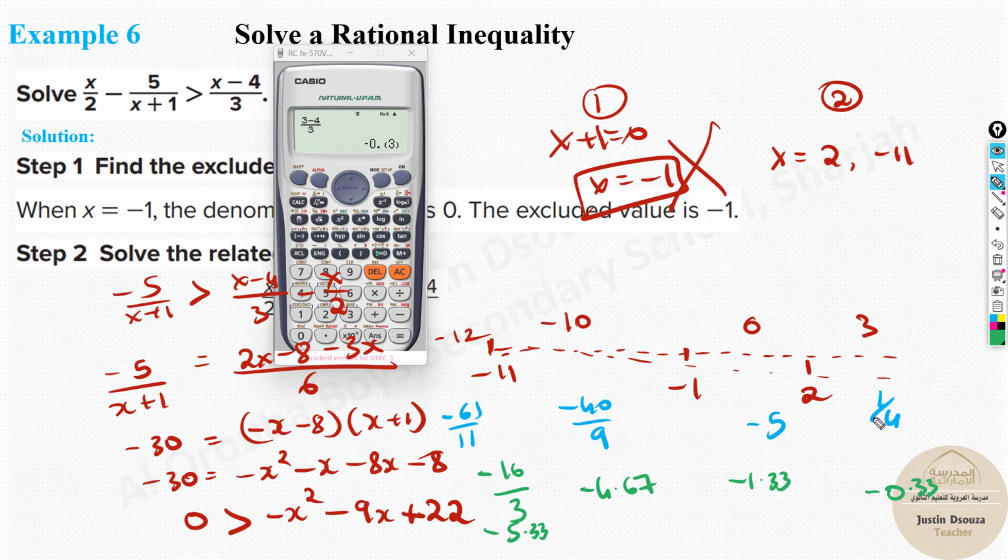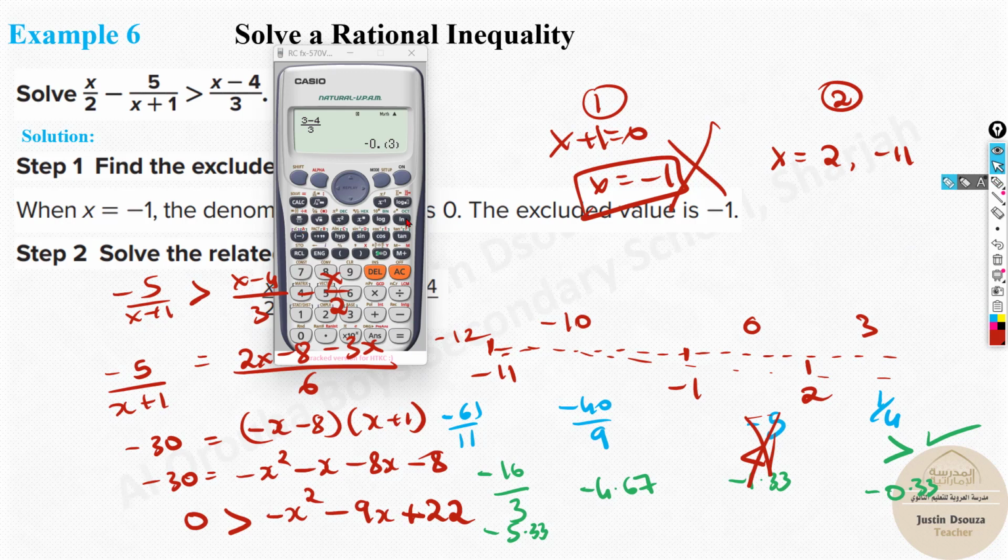Is the blue value greater than the green value here? 1 by 4, is it greater than negative 0.33? Yes, it is. This is correct, because this is positive, this is negative. Now, what about this? Is negative 5 greater than this? No. See, let me write it in a different color here. This is wrong. The negative 5 on the left side is less than negative 1.33. Why? Because when it's a negative value, smaller means it's bigger. So this is a wrong inequality.